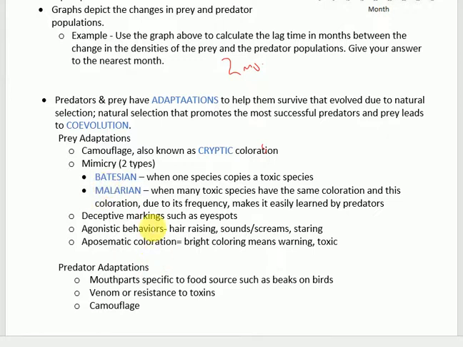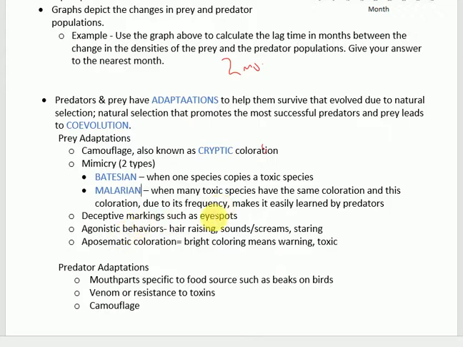The Mullerian, I want you to think M for many, because this is when many toxic species have the same color, and due to that coloration and its frequency, it makes it easily learned by predators. So for instance, bees, wasps, bumblebees, all of those kinds of insects. We know if you see something fly around your head and you see a flash of yellow and black, you don't want to be in that area.